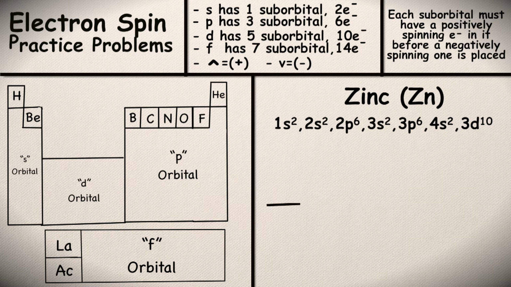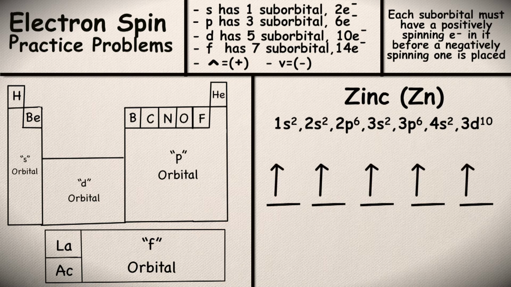And our d orbital has 5 suborbitals in it for a total of 10 electrons. Zinc has a fully filled d orbital, as we can see through the quantum number, the 10 of the 3d portion. Because of that, we are going to fill up our 5 suborbitals with positively spinning electrons first, or upwardly spinning electrons. Then we are going to add 5 negatively or downwardly spinning electrons to the mix. And that's all you have to do with these. We've got our quantum number. From our quantum number, we can find our valence shell. Our valence shell, then we can start filling in the spin diagram.